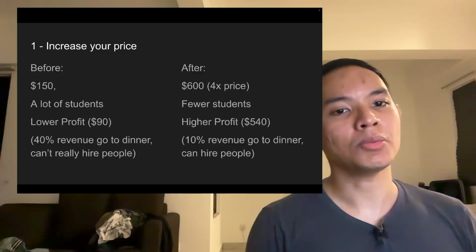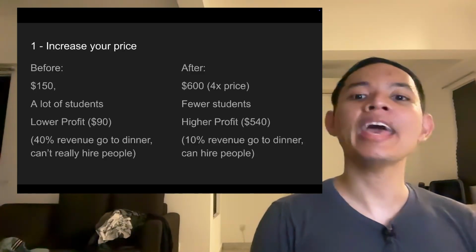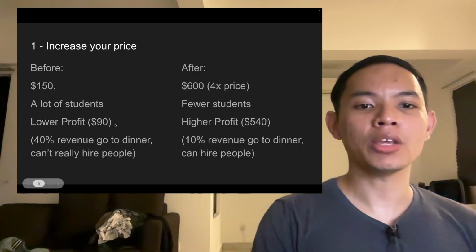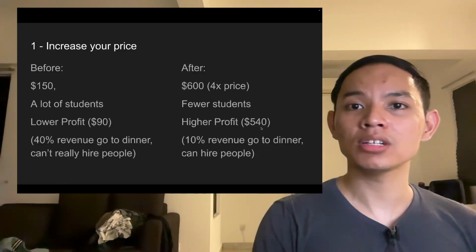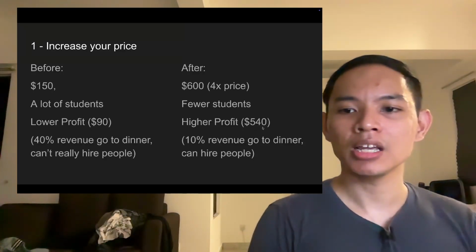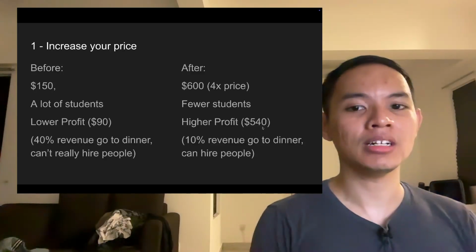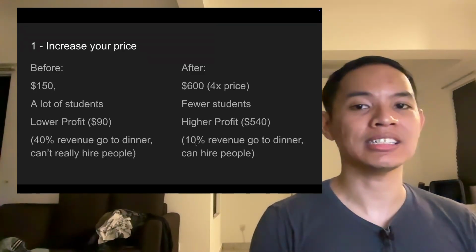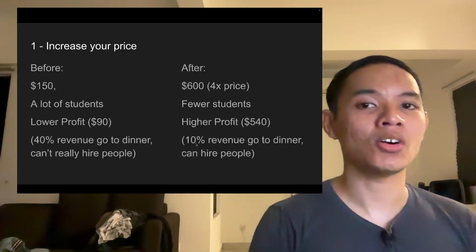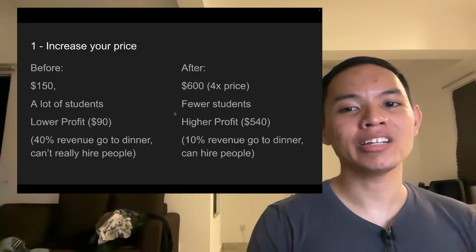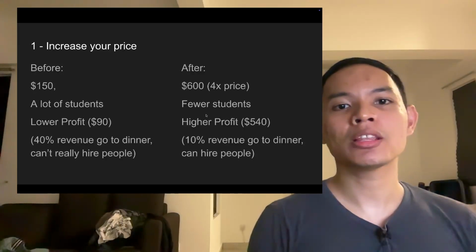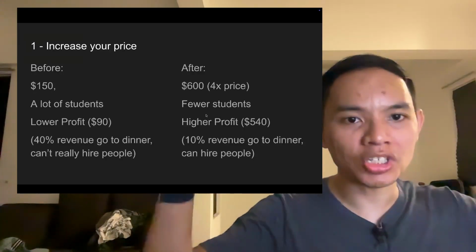But after I 4x'd my price, I had fewer students, but I had higher profit. Before it was $90, and after it was $540. And with the cost of dinner, it's only 10%. That's where I could actually hire assistants to help me in the class. And I don't really need a lot of assistants because I had fewer students. So that is one game changer.